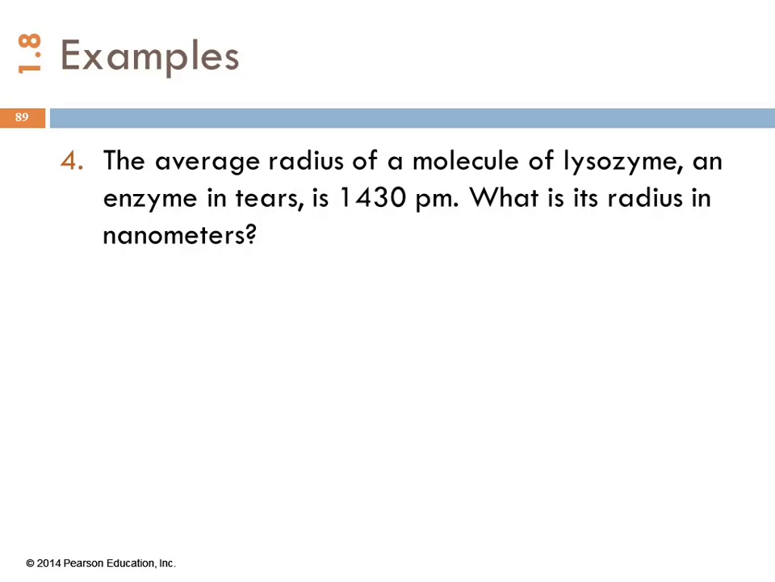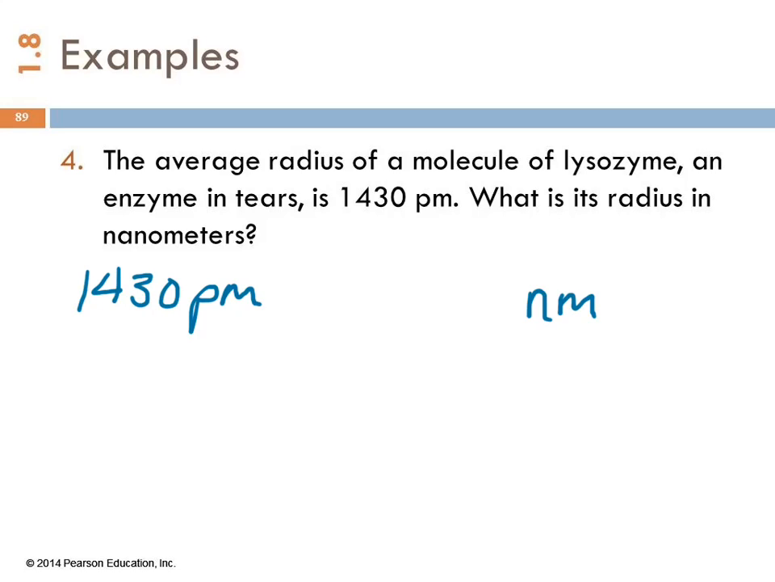So, I'm going to do this one too, just because this illustrates converting metric units where both of them have prefixes. Average radius of a molecule of lysozyme, an enzyme in tears, do we need that? No, we don't, is 1,430 picometers. What is the radius in nanometers? So 1,430 picometers, and they're asking us to find nanometers.